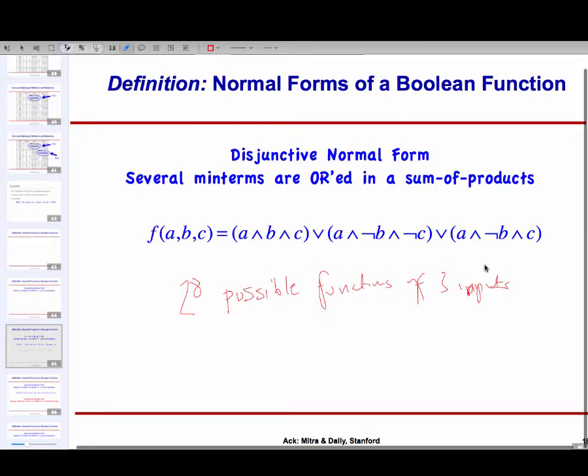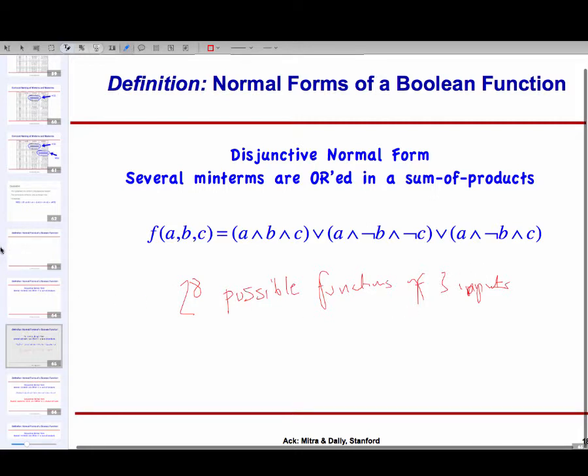Another way of thinking about it is, if I have 3 inputs, then my truth table has 8 rows. So when I look at the output column, a function is a different pattern of zeros and 1s, right? So how many different ways can I write zeros and 1s in the different rows? There are 256 possible ways.